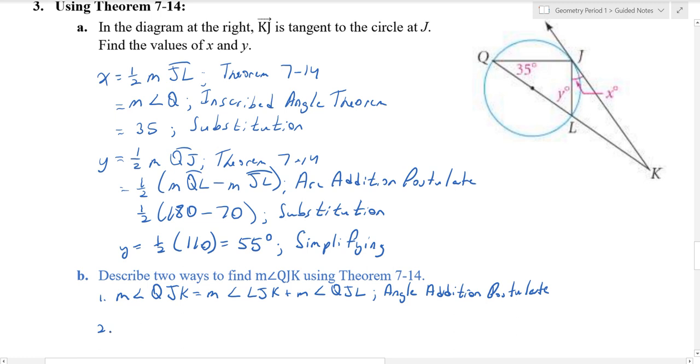And way number two is really using Theorem 7.14. So we have that the measure of angle QJK equals 1/2 the measurement of arc QLJ. Then this equals 1/2 times 70 plus 180, which equals 125 degrees.